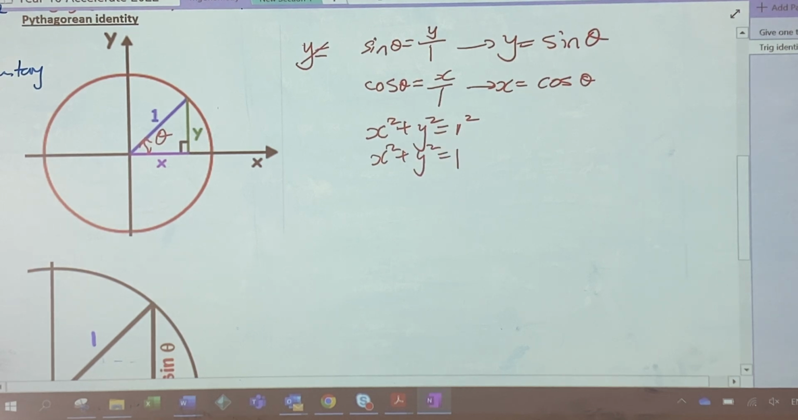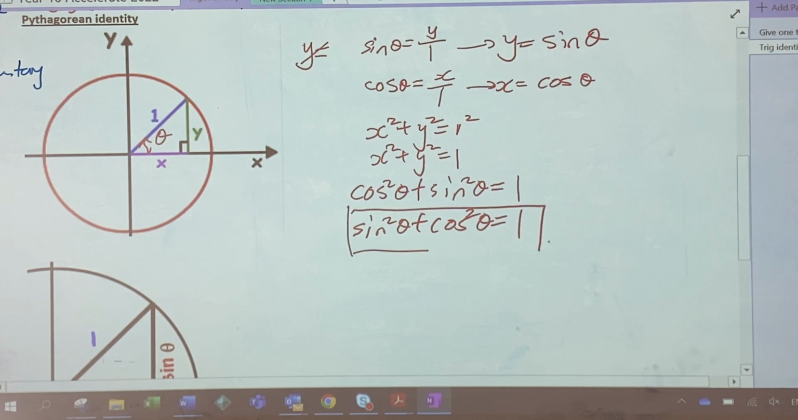What's x? X is cos theta. So therefore, it's cos squared theta. What's y? Y is sine theta. So sine squared theta equals 1. Now, normally we write down sine first, but doesn't really matter. So I'm just going to rewrite it. Sine squared theta plus cos squared theta equals 1. Then we finish the first identity.